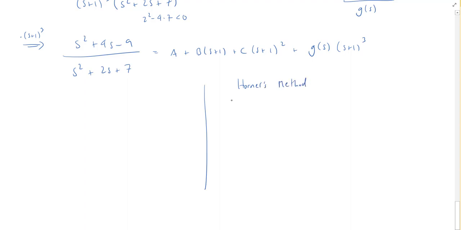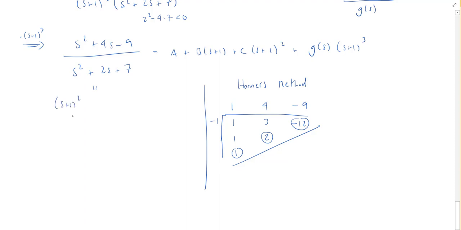So for this top one, the coefficients are 1, 4, and negative 9. And I want to write in terms of s plus 1, so this is going to be a negative 1. There's 3 terms, so I copy the 1. So negative 1 times 1 plus 4 is 3. Negative 1 times 1 plus 3 is 2. And then negative 1 times 3 plus negative 9 is negative 12. So the numerator is going to become (s+1)^2 plus 2(s+1) minus 12.